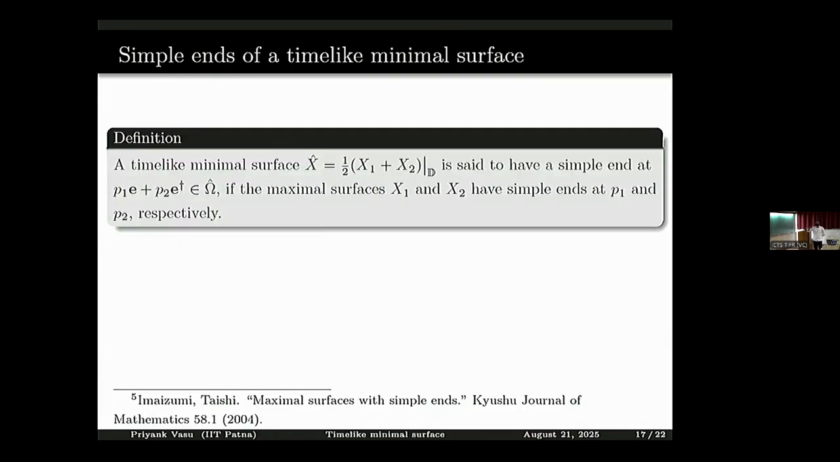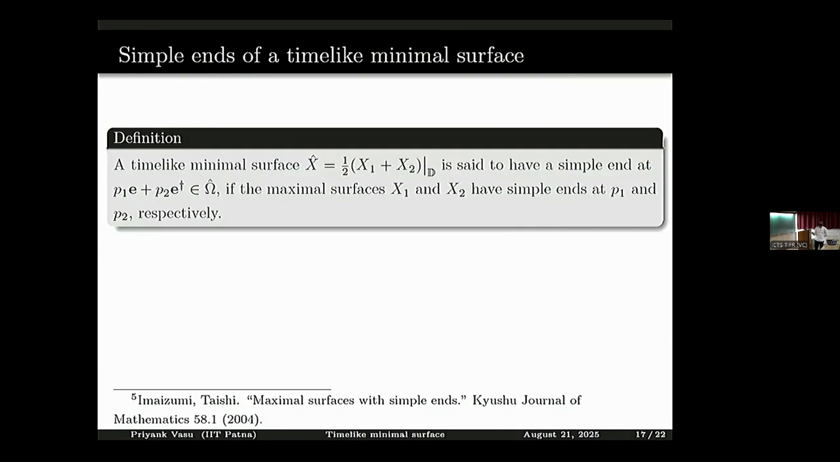Now, based on this construction, we are ready to study the ends of time-like minimal surfaces. First, we are trying to see the asymptotic behavior of simple ends. So what are the simple ends of a time-like minimal map? If a time-like minimal surface is defined in this way, then we say x hat has simple poles.